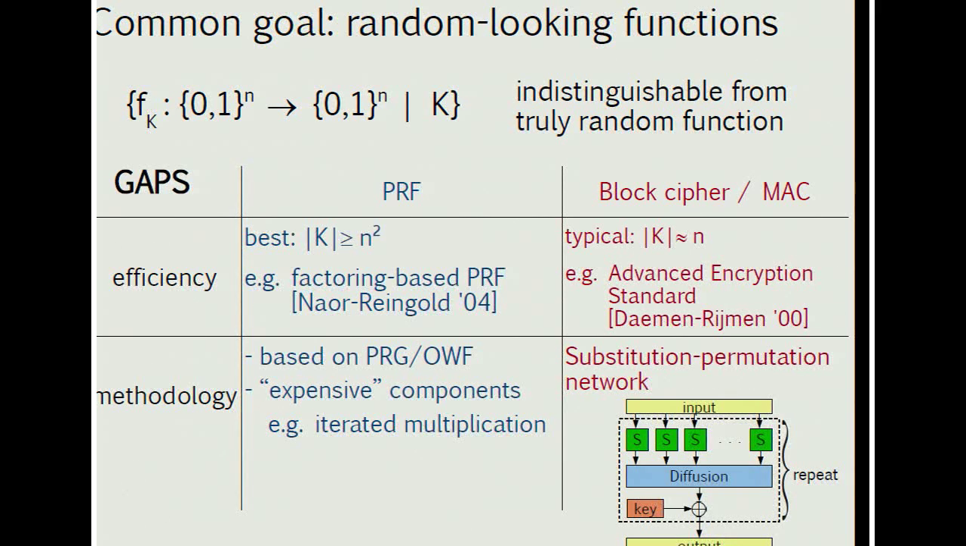The other aspect of this gap that I want to focus on is the methodology by which these are constructed. Pseudorandom functions are usually constructed based on one-way functions or pseudorandom generators, and often involve computationally expensive components. A common method for constructing block ciphers, MACs, and hash functions is what's called the substitution-permutation network, which probably most people in the audience are familiar with. I'm going to talk in more detail about it in a minute. But for now, I just want to point out that in the PRF community, this structure is very understudied. There are no known constructions of PRFs using this structure that we're aware of.